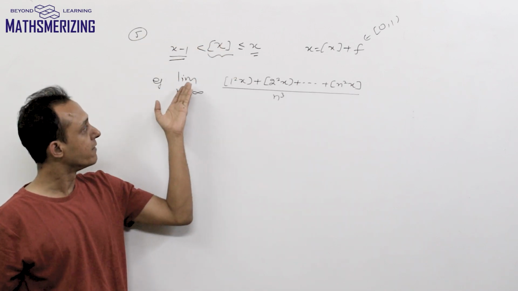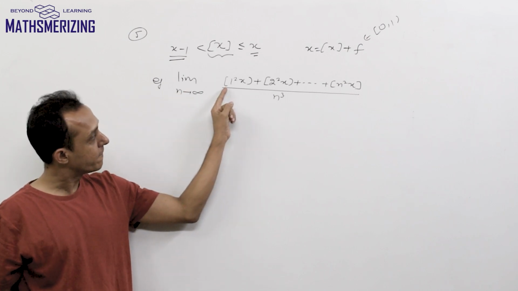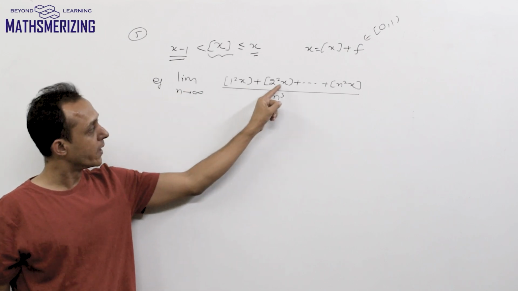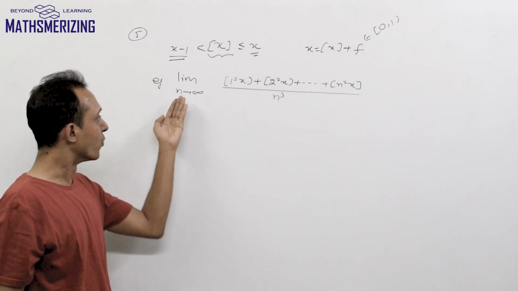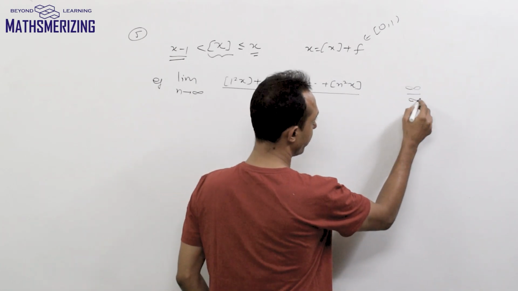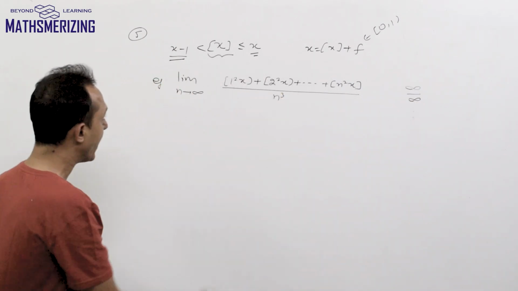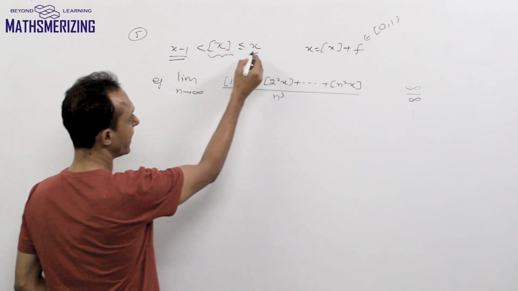Say, for example, we have this question: limit n tends to infinity, greatest integer function of 1 square x plus 2 square x up to n square x, divided by n cube. Because n tends to infinity, it is infinity upon infinity form. Now any greatest integer function of x will lie between x minus 1 and x.